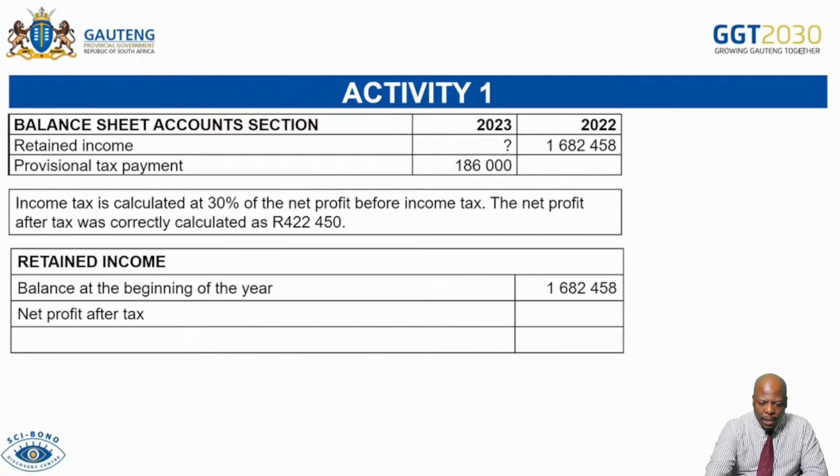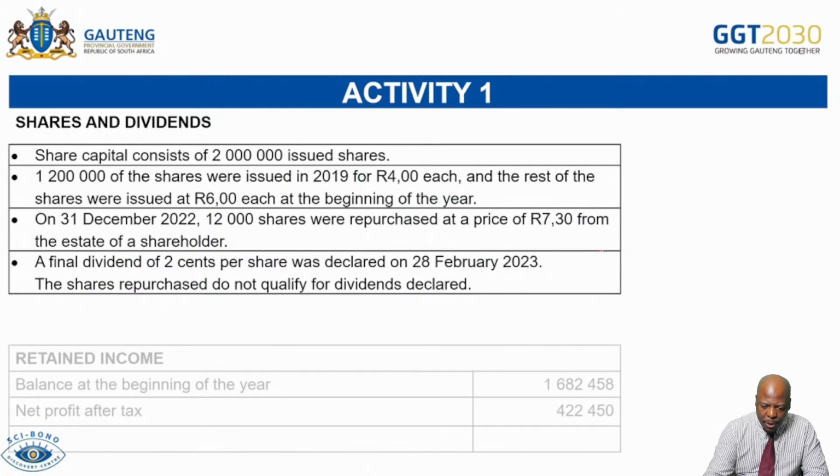So income tax is calculated at 30%, and then we're coming to the retained income. In the retained income, remember you're calculating your net profit after tax. So if you're doing your retained income, you know that it is net profit after tax that you need here. So already we have that one, which is 422,450.